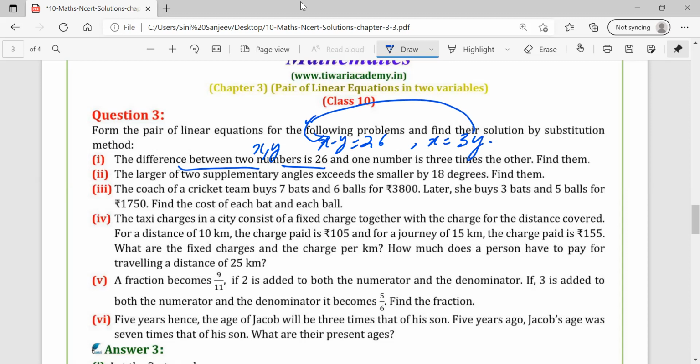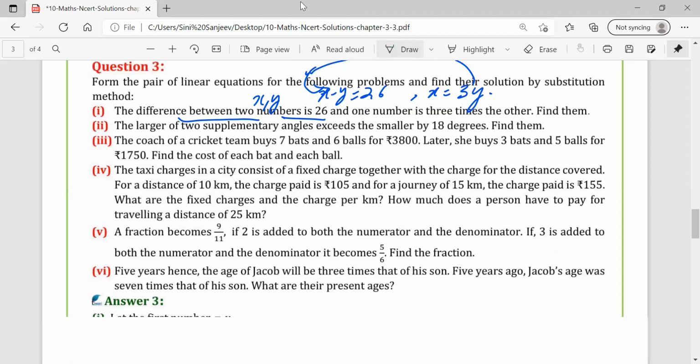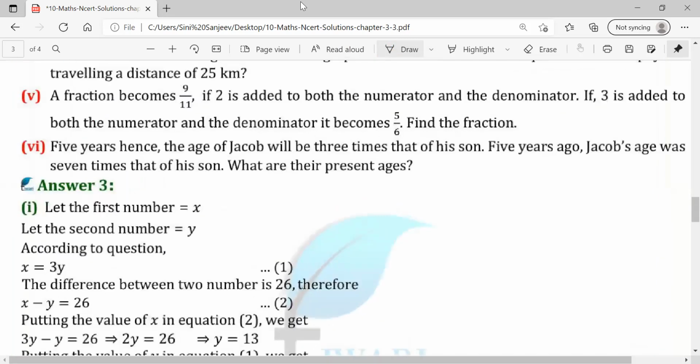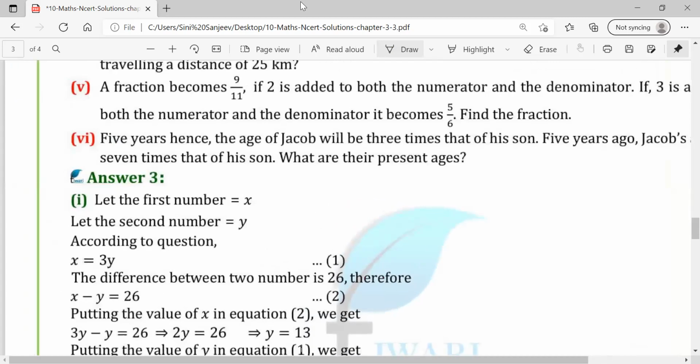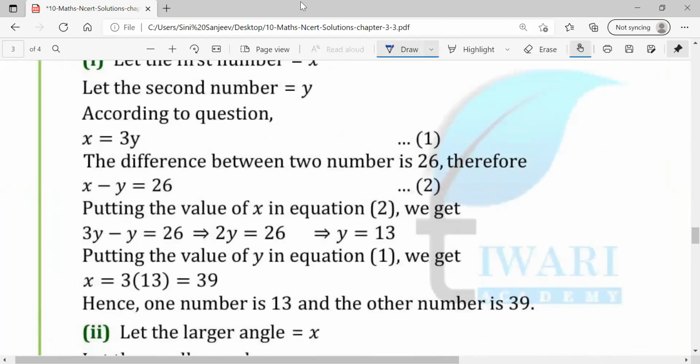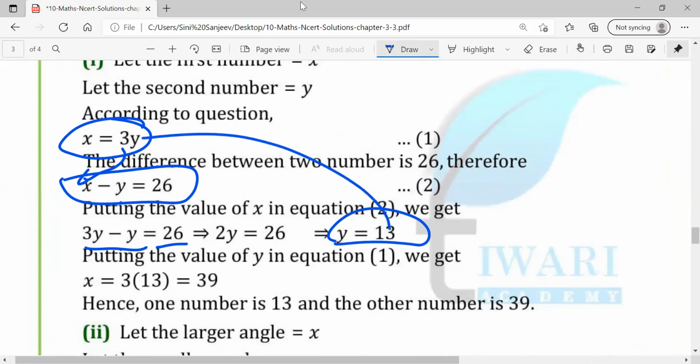Is everyone clear with this question? It's a very simple thing. x minus y is 26, and x is equal to 3y. Substitute 3y here, so I get 3y minus y is 26. What is the y value? 13. If y is 13, substitute here: 3 into 13 is 39.